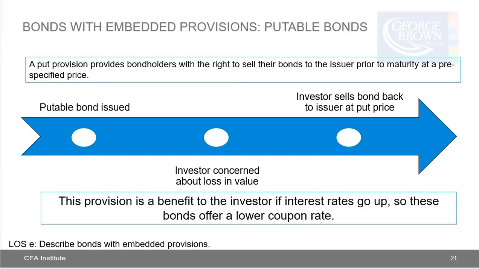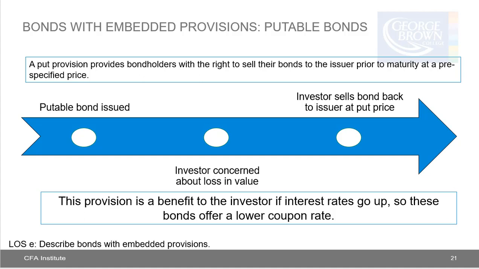Continuing with bonds with embedded provisions, now we're going to look at puttable bonds. A puttable bond provides the bondholder with the right, but not the obligation, to sell back or to put back their bonds to the issuer prior to the maturity date at a pre-specified price referred to as the put price. Bondholders might want to exercise this right if market interest rates rise, and they can earn a higher rate by buying another bond that reflects the interest rate increase. In contrast to the call provision, the put provision is a right of the bondholder and not the issuer.